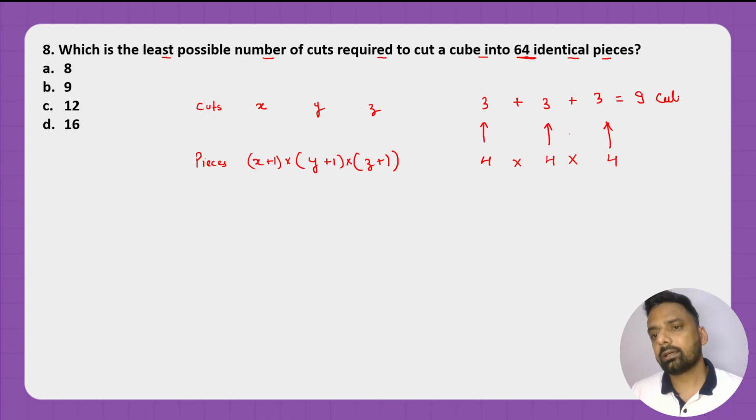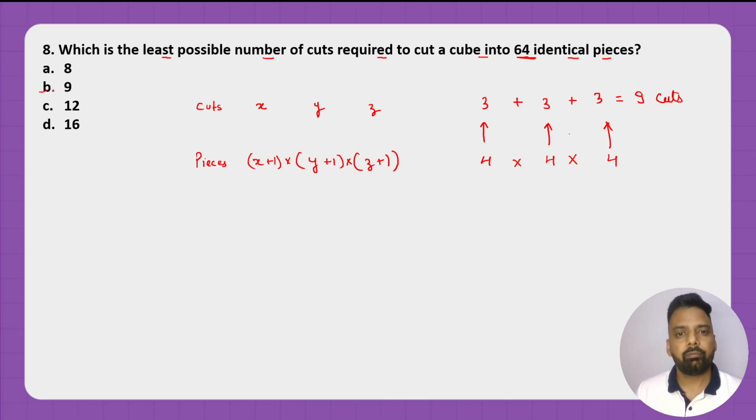With 9 cuts I can create 64 pieces at minimum, and the maximum is 63 cuts, if you make all the cuts in one dimension. So n cuts means n plus 1 pieces. If I need 64 pieces, I have to have 63 cuts. So 63 cuts will give me 64 pieces. That is for the maximum.